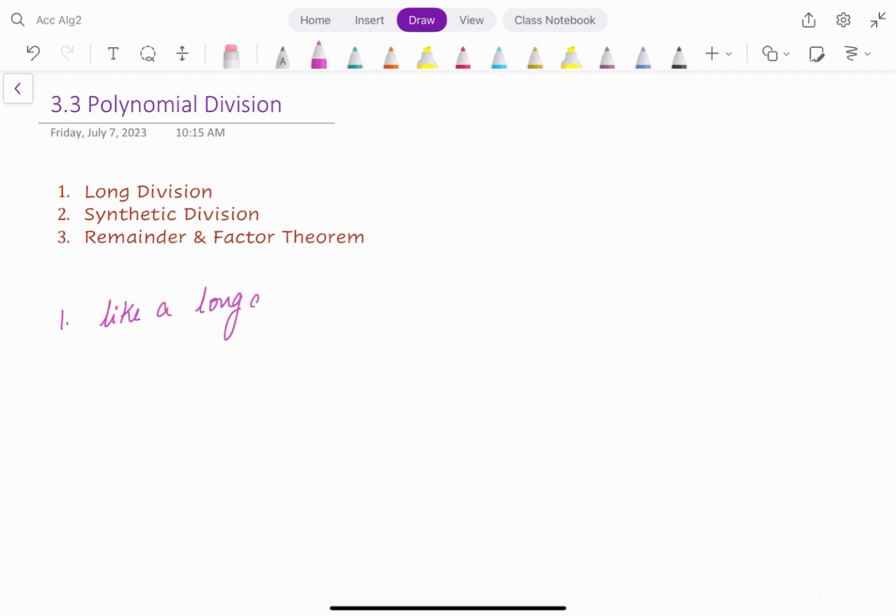So long division is just like the long division that you have been doing ever since elementary school. What we need to change is that we consider the degree of x like the place value. For example, if it is x^4, then 4 is the place value, right? And this is how it will go. I will explain it with one example.